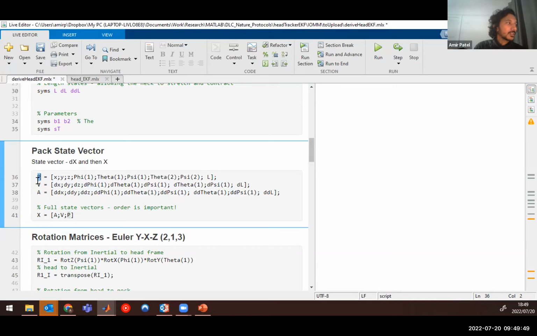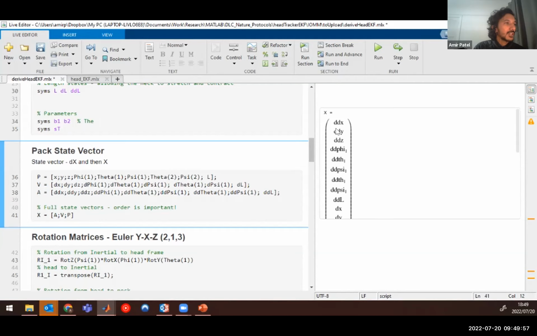So you can see I've written them out there as position states, velocity, and acceleration. So our full state vector looks something like this. So you can see as ddx, ddy, ddz, all the way down to L. So here you can see all of the states over there.